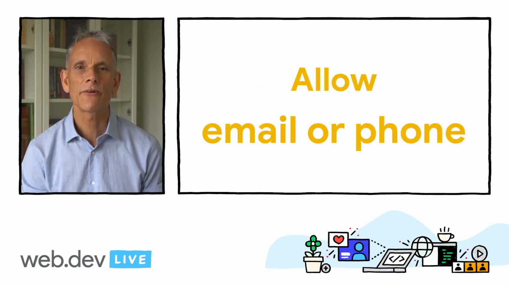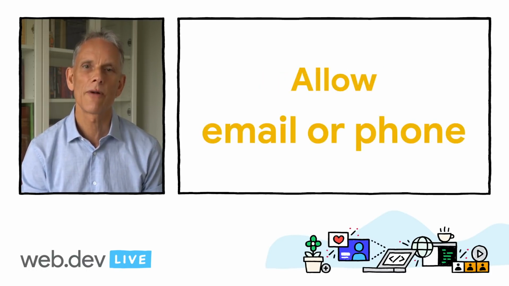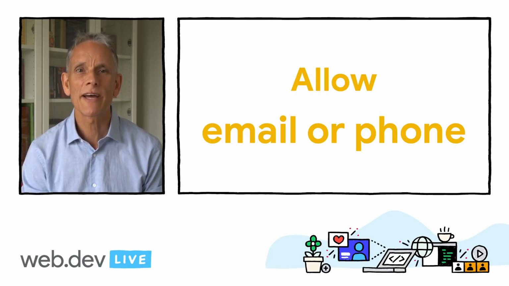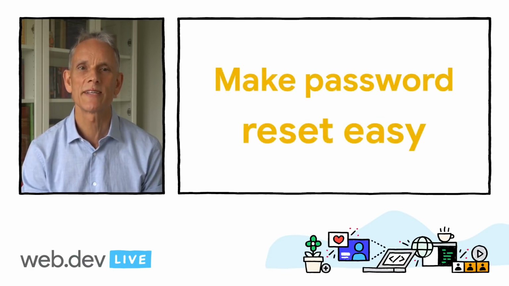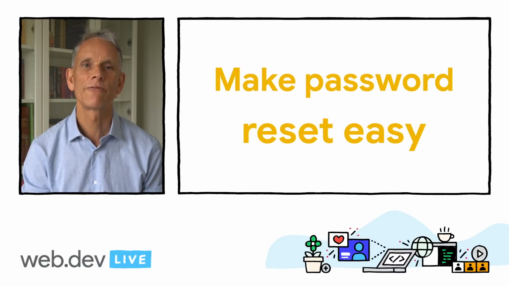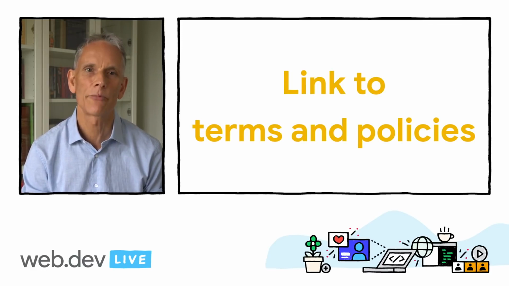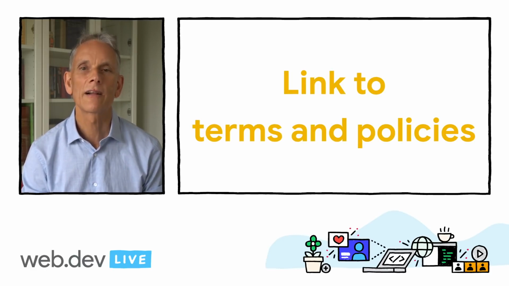If possible, allow users to identify themselves with a mobile phone number instead of an email address, since that's the way some users want to do it. They may not want to use their email. Make it easy for users to reset their password and make the Forgot Your Password link obvious. Make sure to link to your terms of service and privacy policy documents. Make it clear to users from the start how you safeguard their data.